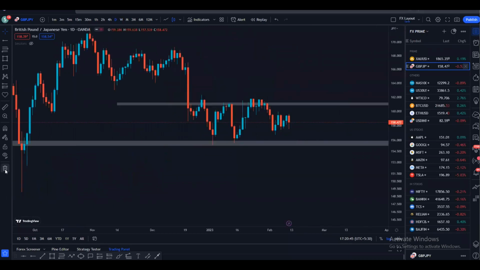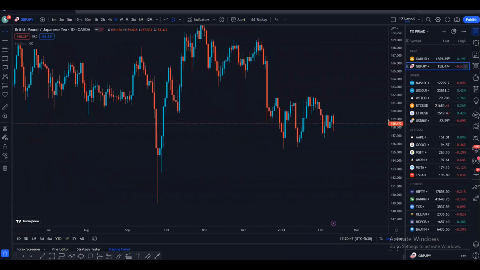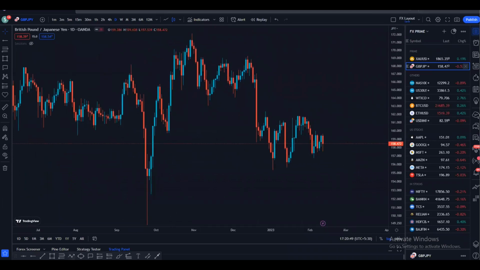Now let's see what's happening on the daily. On the daily, as we can see, price is looking a little bit bearish at the moment. Starting from here, we have the low, lower high. So we have the lower low, lower high, lower low, lower high.